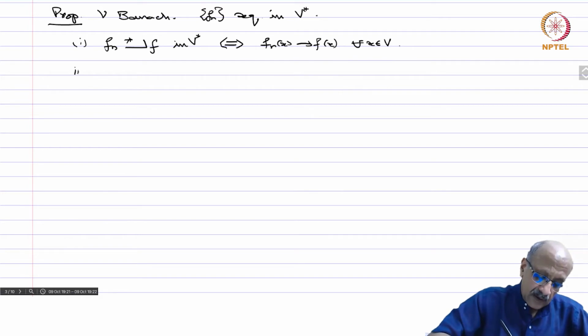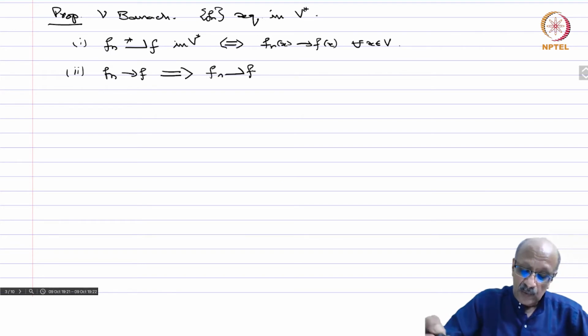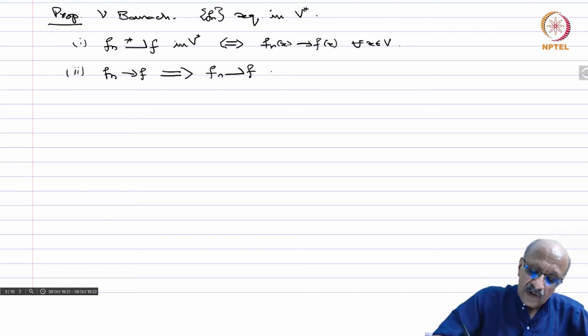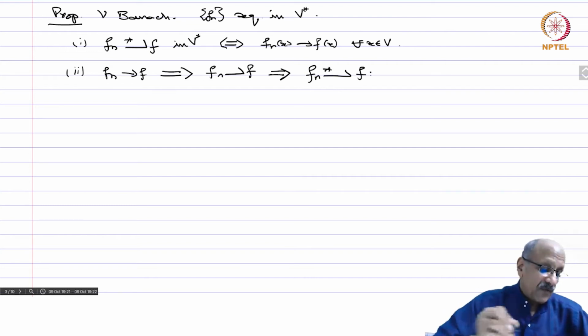So second: fn converges to f in norm. Obviously we have already seen that then fn converges to f weakly. That means for all functionals it converges, in particular it converges for all jx's, and therefore this implies that fn weak star converges to f. Okay. 3.